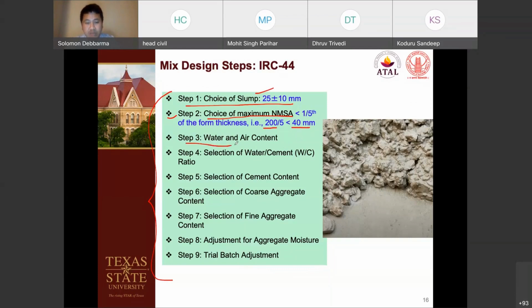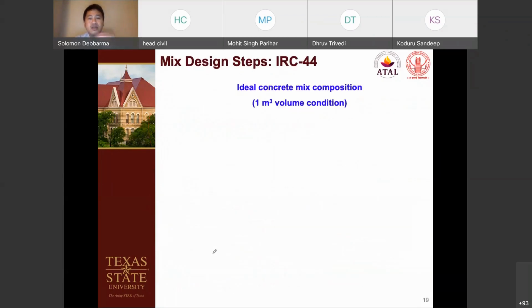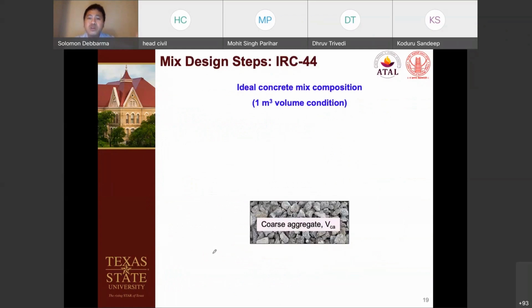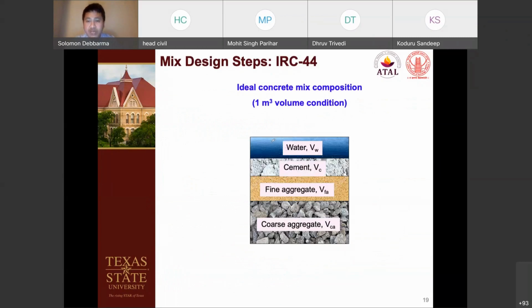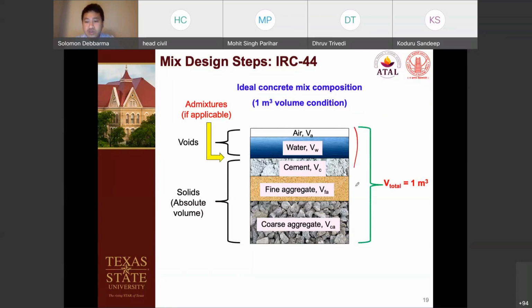And then step 3 is that we need to calculate the water and the air content, and step 4. We will understand these steps in the subsequent slides. Generally we design the PQC mix based upon the 1 meter cube volume condition. So in this 1 meter cube, we will have the coarse aggregates, the fine aggregates, the cement, water, and some amount of air. Sometimes we may have admixtures, either chemical or mineral admixtures, if applicable. All this should account to about 1 meter cube.